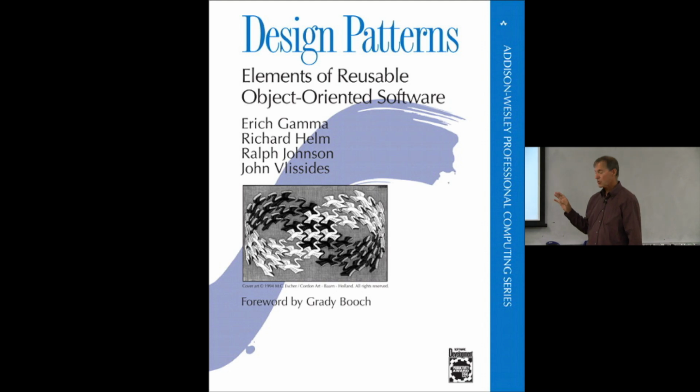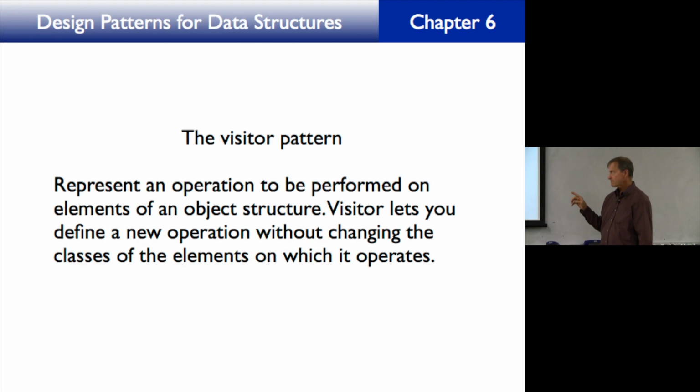Now, this next slide is a quote from that book. So what does the visitor pattern do? It says, represent an operation to be performed on elements of an object structure. Visitor lets you define a new operation without changing the classes of the elements on which it operates. Now that second sentence is the primary one of the quote. Visitor lets you define a new operation without changing the classes of the elements on which it operates.